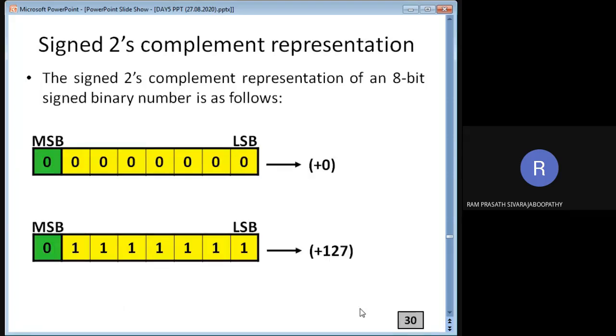Similarly, for positive number, it is not going to vary in any representation. Plus 0 to plus 127 as we told earlier. Okay, see, for negative numbers, what do we have to do? In signed 1's complement, we have to take 1's complement of the value to find its decimal equivalent. Similarly, if it is a negative number, then only we have to perform 2's complement in 2's complement representation. That's it.